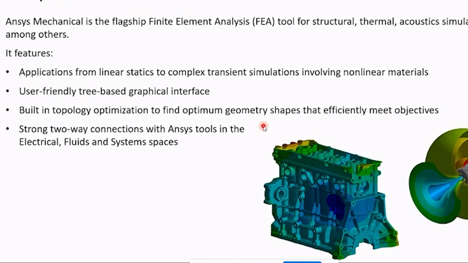Okay. So applications from linear statics to complex transient simulations involving nonlinear materials. So with ANSYS Mechanical, you can do a very basic linear static analysis to highly advanced transient dynamic analysis. Okay. So we have the best-in-class GUI. So as I mentioned before, we have the most user-friendly GUI, and we have a lot of built-in tools within ANSYS Mechanical, like topology optimization, connections, two-way couplings. Okay, so later we'll discuss all these additional tools.